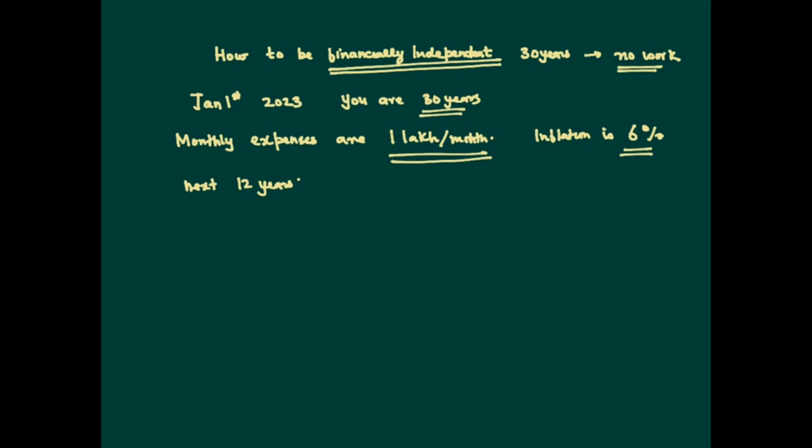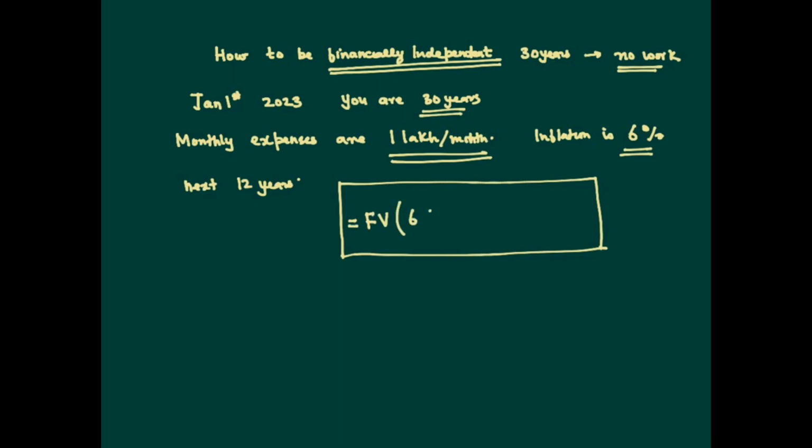Let us calculate. You take an Excel worksheet, I have just shown it to you, and on the worksheet, you go to one cell and put future value, FV, and then put 6%. That means inflation is 6%. I'm trying to find out after 12 years how much money you will actually require. It won't be 1 lakh, it has to be more than 1 lakh by adjusting inflation. Put 12 years, put 0 here, and then put 1 lakh here.